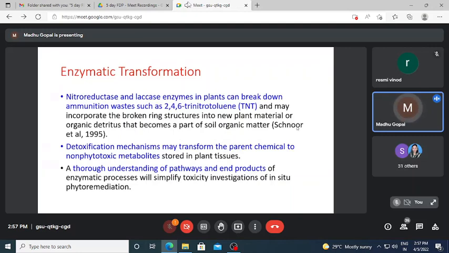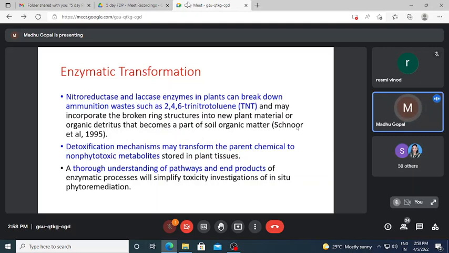In living systems, a large number of enzymes are found. Even in the human body, we all survive due to the action of enzymes. Enzymes like nitroreductase and laccase in plants can break down even TNT, 2,4,6-trinitrotoluene, an ammunition-based explosive, and may incorporate the broken ring structures into new plant material or organic detritus that become a part of the soil organic matter. There are also detoxification mechanisms in plants that may transform the parent chemical to non-phytotoxic metabolites stored in plant tissues. That is also happening.